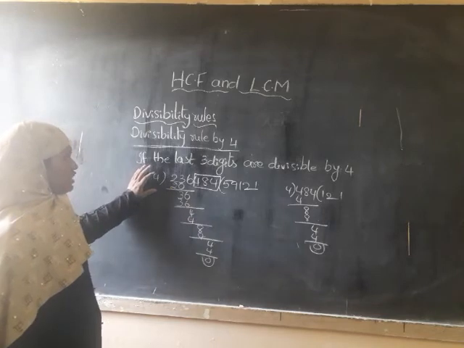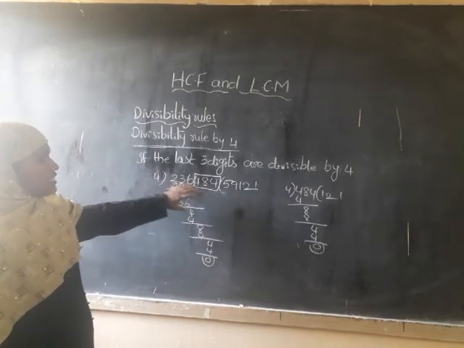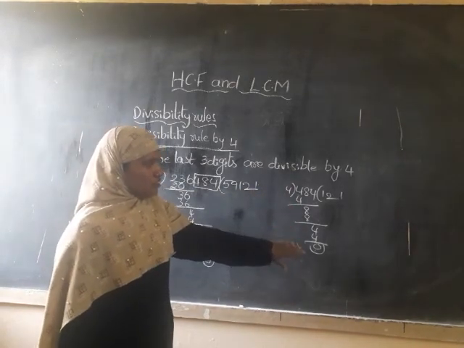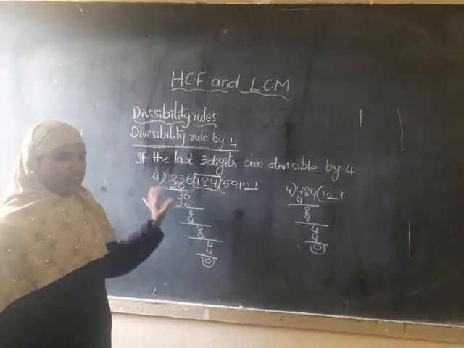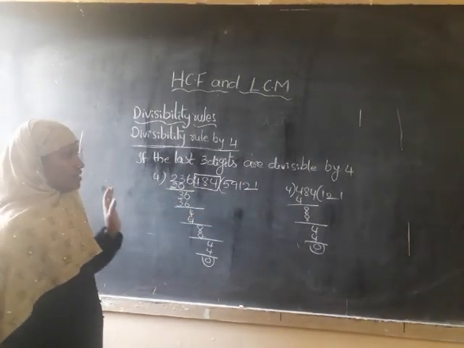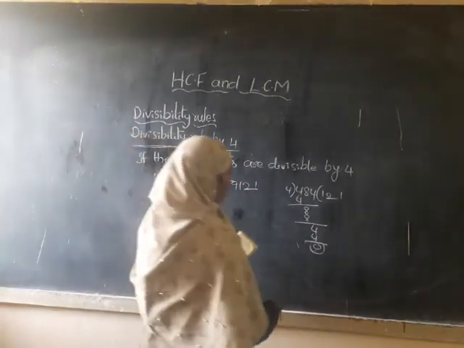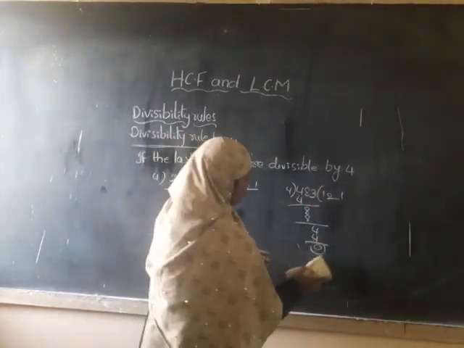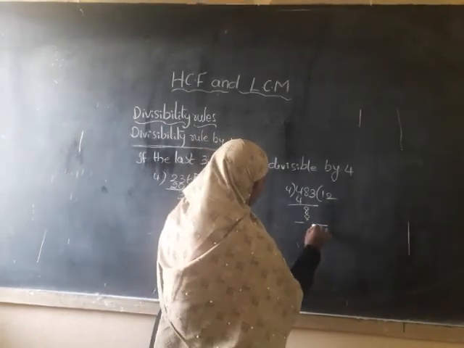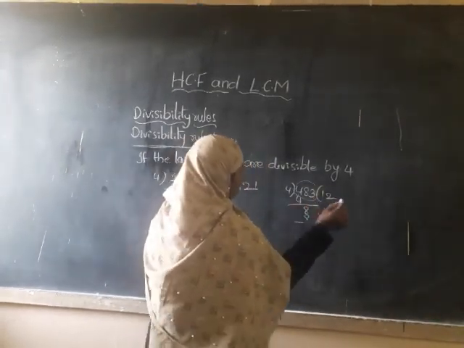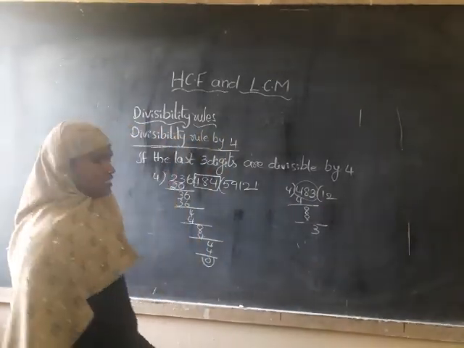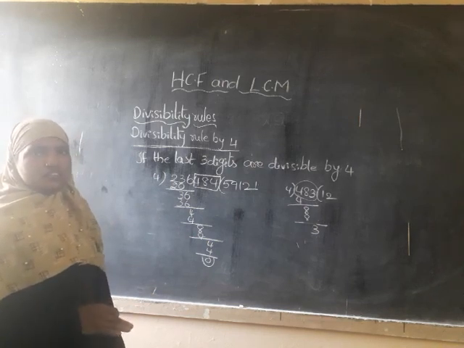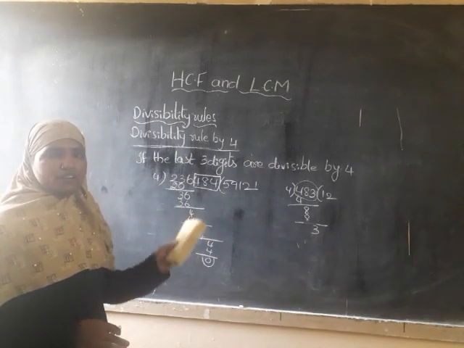So according to the divisibility rule by 4, you just check the last 3 digits. If it is completely divisible, you can say that the whole number, that means the given number, is completely divisible by 4. Otherwise, not. For example, if you take 483, the last 3 digits are 483. So the remainder is 3. So this number is not divisible by 4. Just take out the last 3 digits and check the actual division. If it is completely divisible, then the whole number is completely divisible by 4. Otherwise, not.